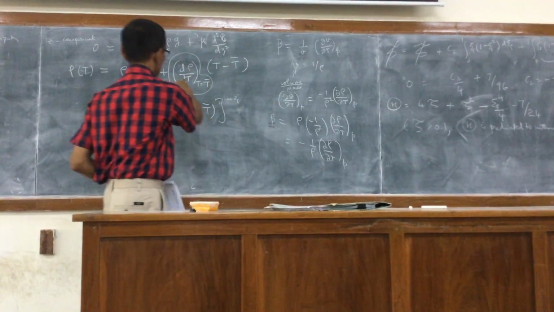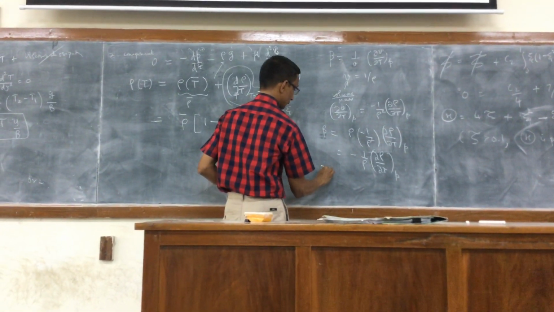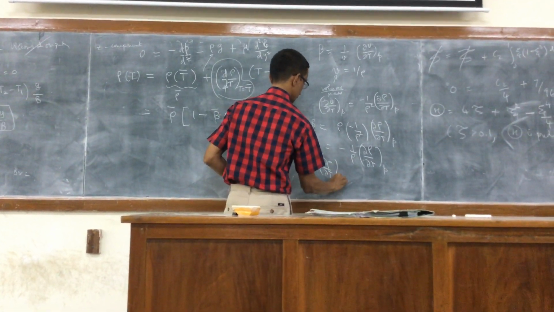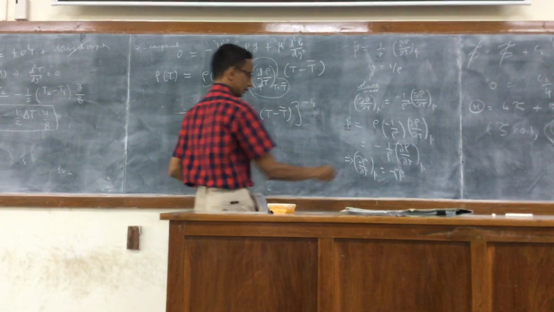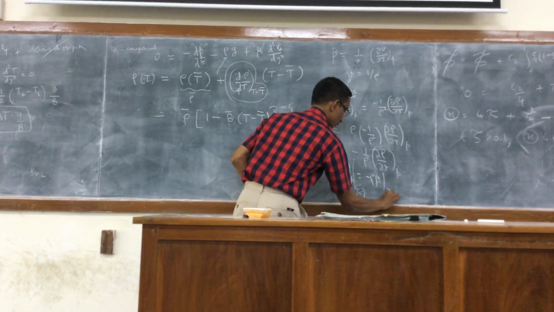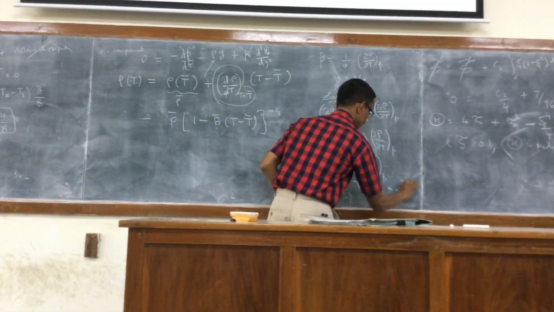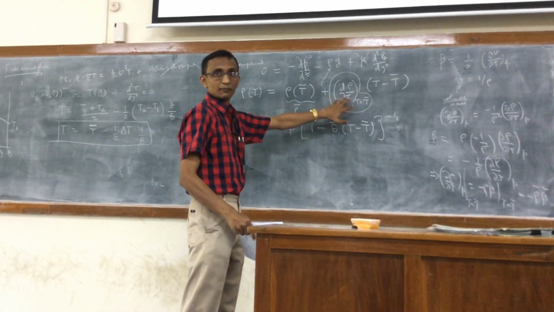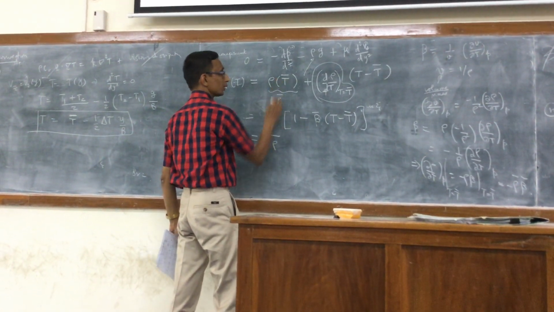So effectively, I am replacing d rho by dt at t equal to t bar as simply minus rho beta, and evaluated at t equal to t bar would mean this is also evaluated at t equal to t bar, which is minus rho bar beta bar. That's exactly what I have written here. So I can write this as rho bar, right?